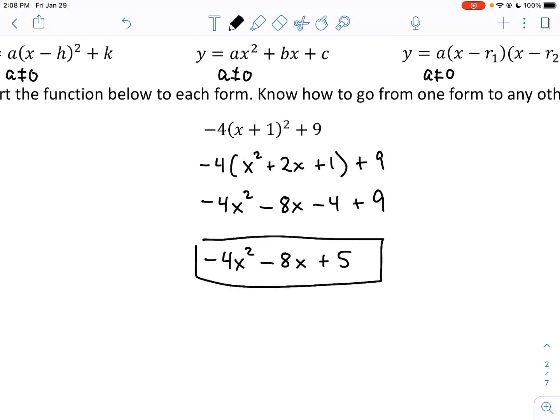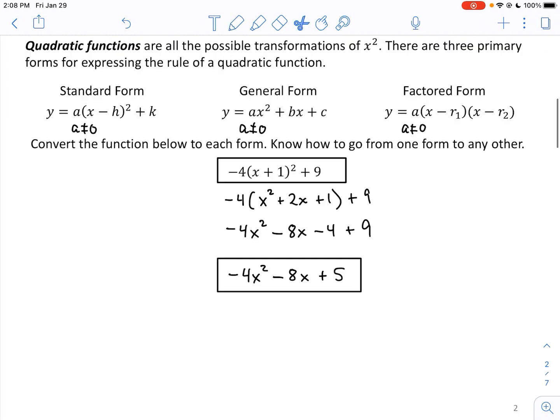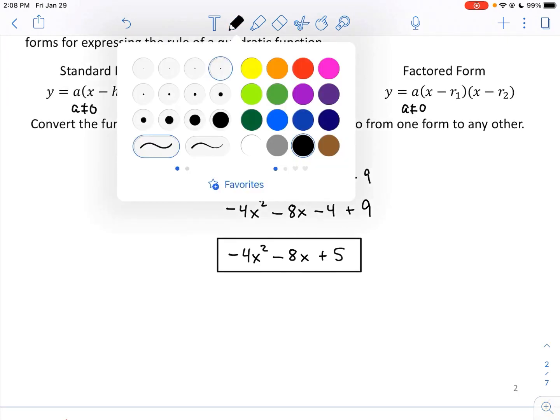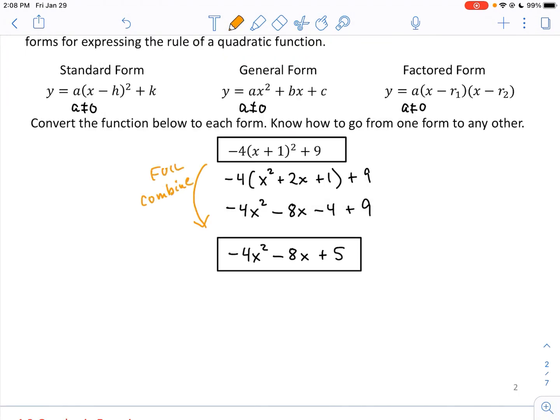Put that in a box. Standard form in a box as well. And the process that we did here was FOIL and then combine. Or the single word of doing all that stuff is just we expanded.